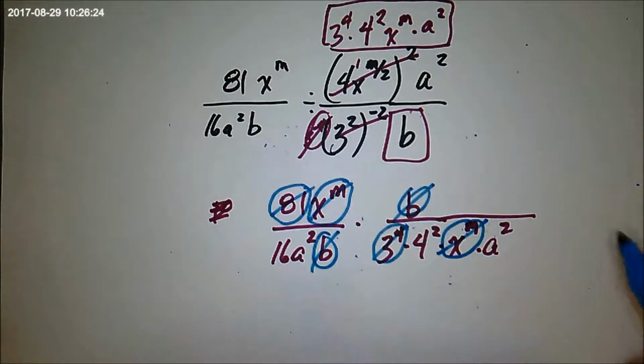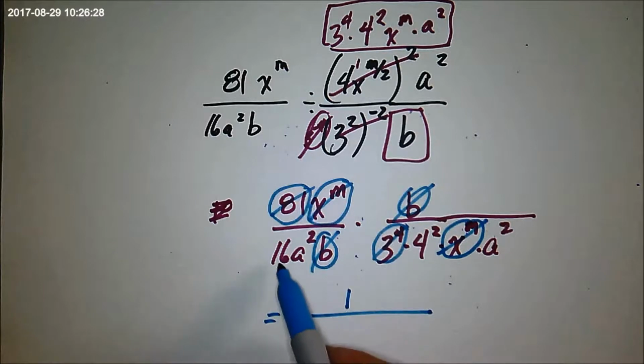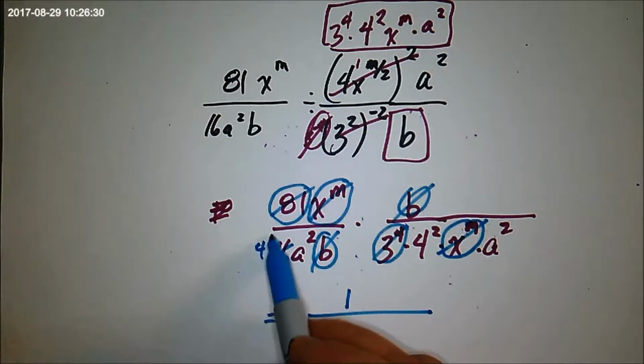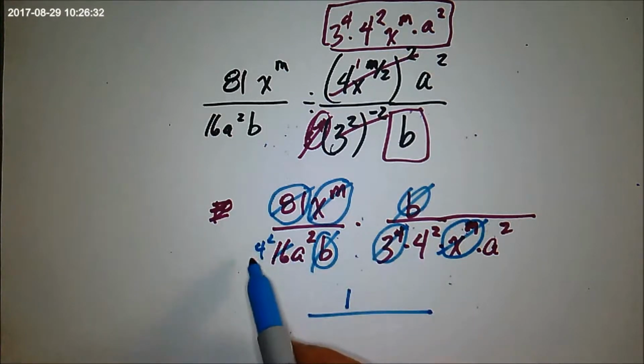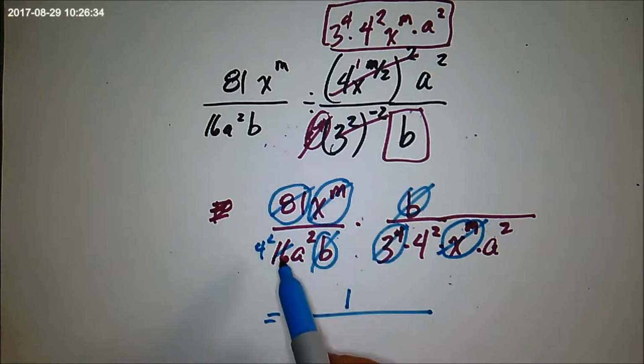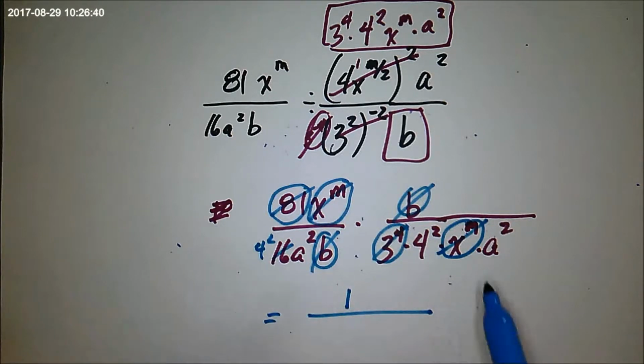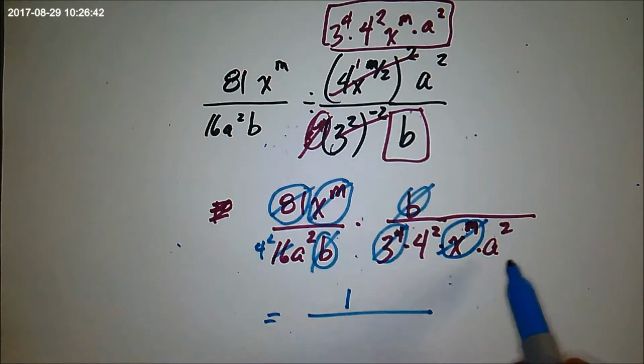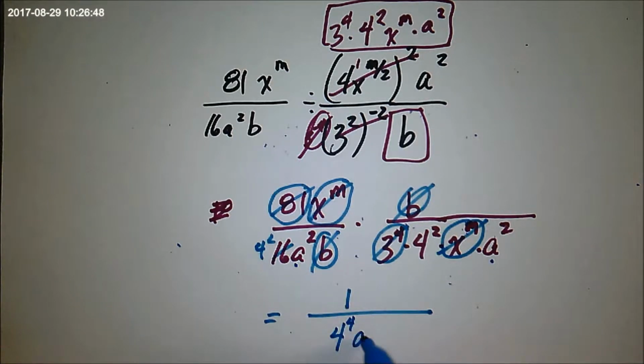So it looks like what we're left with is 1 divided by, wait, that's 4 squared, right? And this is 4 squared. 4 squared and 4 squared, that would be 4 to the 4th. We could also do it with the power of 2, but I'm going to leave it as 4. So we got 4 to the 4th, and I also have a to the 4th.